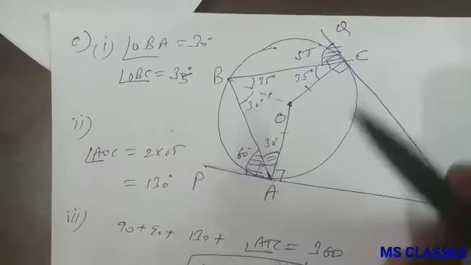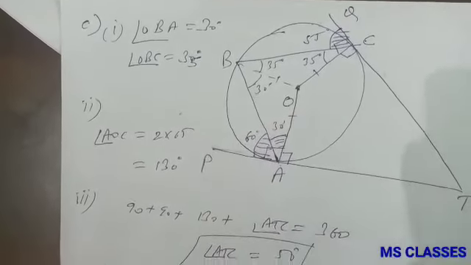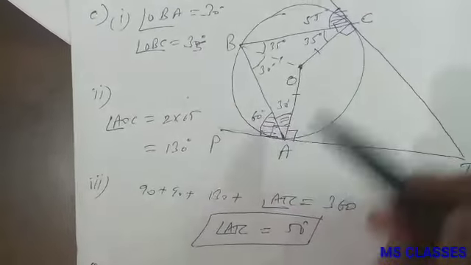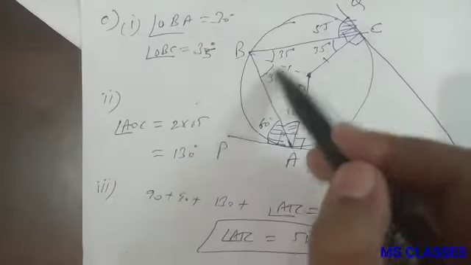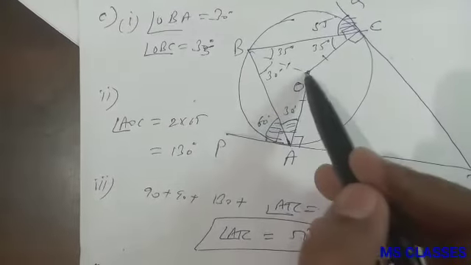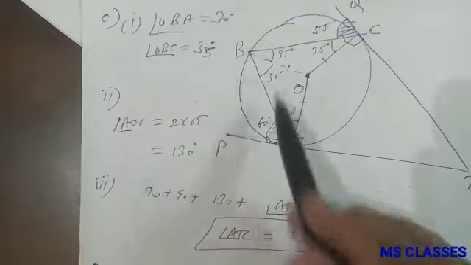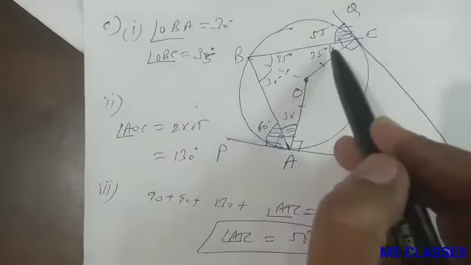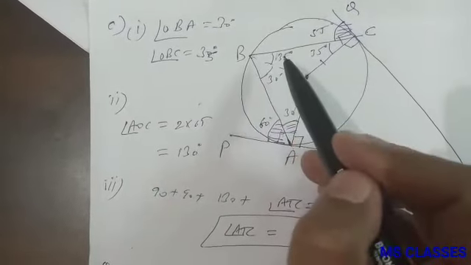So here you can see that angle OBA, so OBA, that will be 30 because these two sides are equal, so their opposite angles will also be equal. Similarly, if this is 35, this will also be 35.